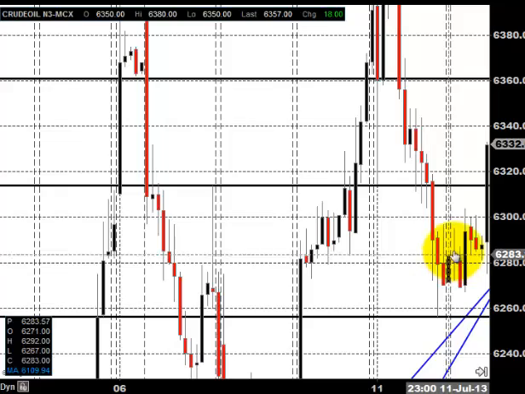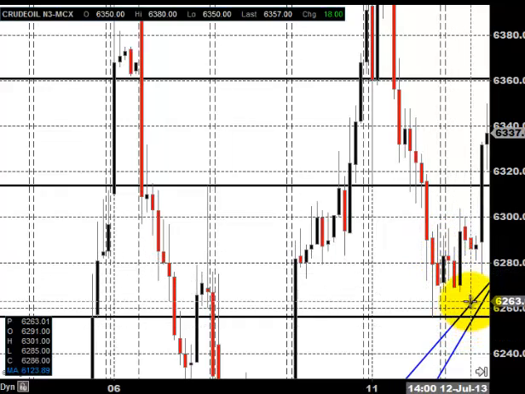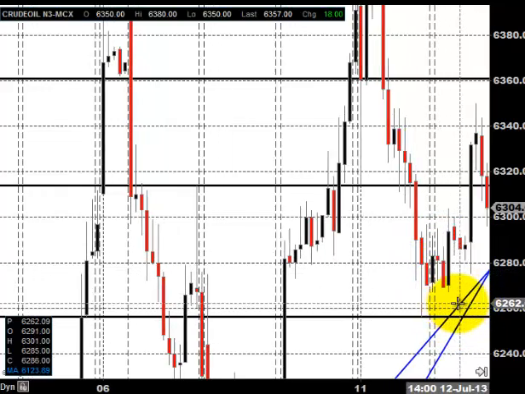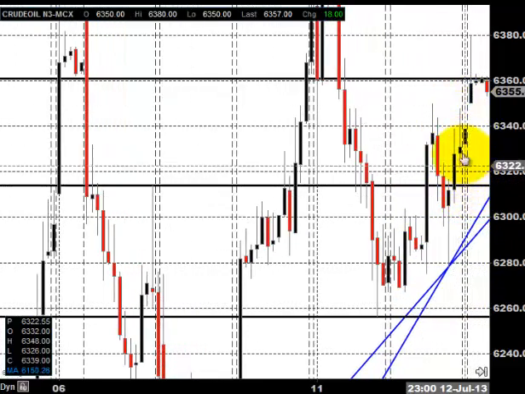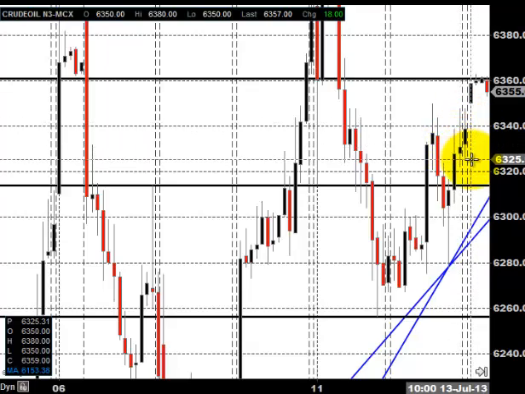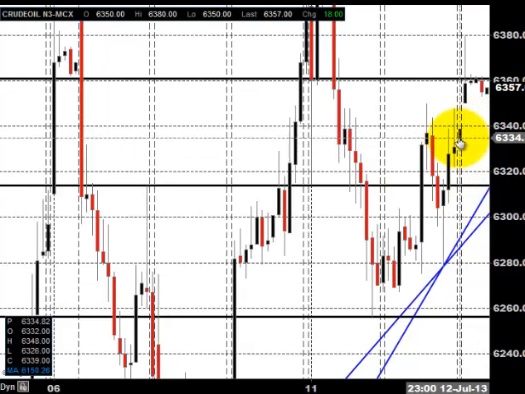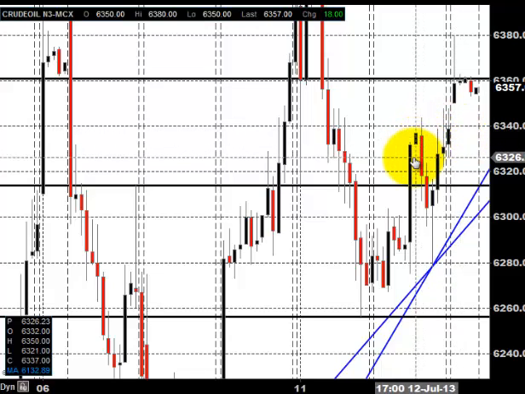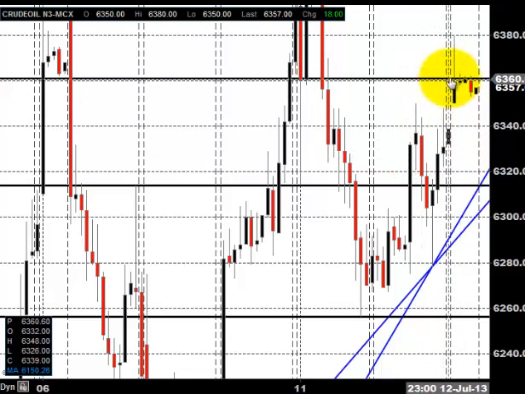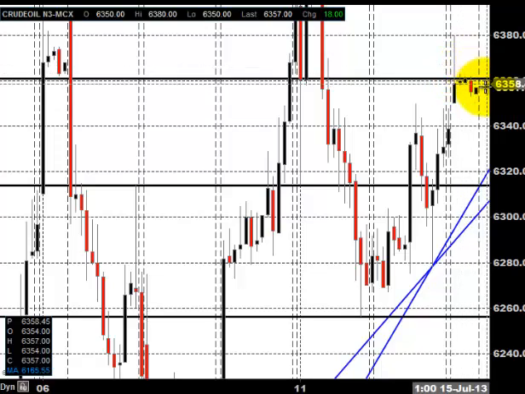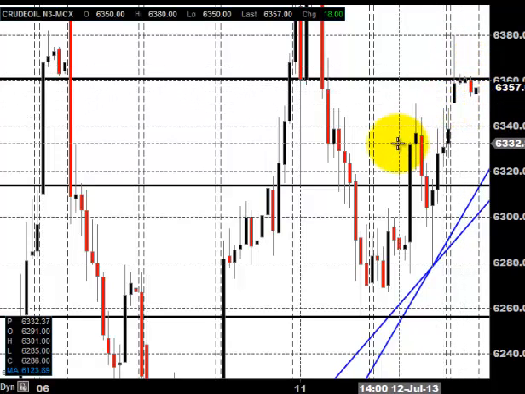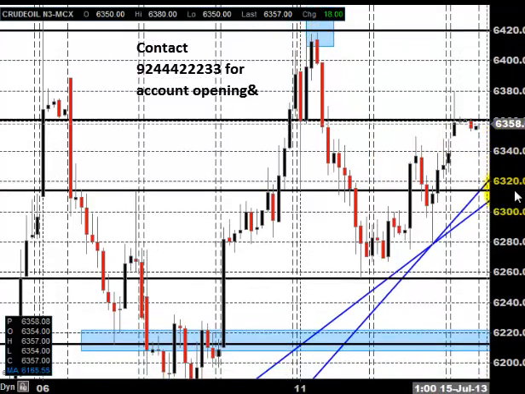The price opened exactly where it closed on the previous day. It took some support around 6260 and gave a bounce back and it closed above 6330, around 6360. This was the price action that happened on Friday. On Saturday the price just opened above 6360 and closed near 6360. So this was the entire price action that happened last week.